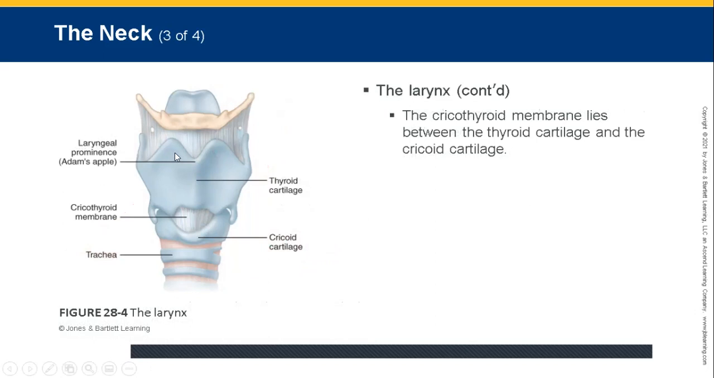So you have a laryngeal prominence at the top end of the thyroid cartilage. That's what is referred to as the Adam's apple. It's more visible in males than females. Just below the thyroid cartilage, you have the cricothyroid membrane. And the thyroid cartilage is open at the posterior end. And just below the membrane, you have the cricoid cartilage. That's the one that forms a complete ring.